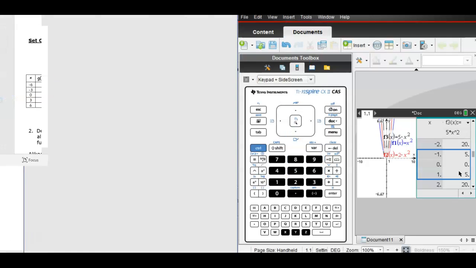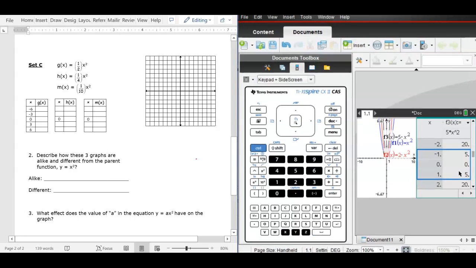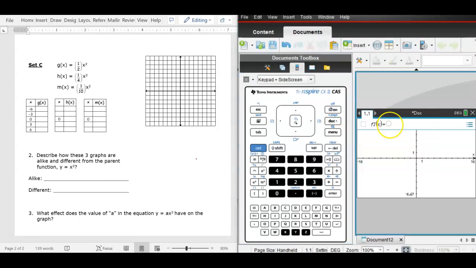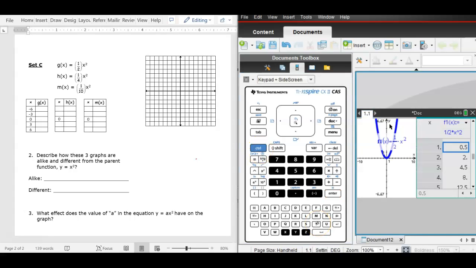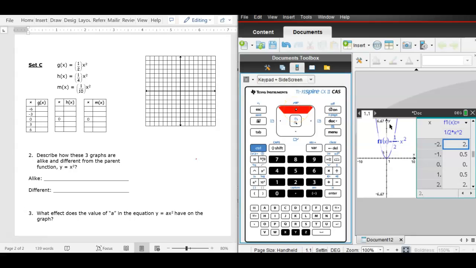Now, even like this, set C, let's start over with a new document and a graph. We'll do 1/2 x squared. 1, control, divide, 2, go to the right, x squared. Let's go ahead and do control T. All right. Negative 2, 2, negative 1, 0.5, 0, 0, 1, 0.5, 2, 2. Okay, so that's going to be wider. All right, just a sketch.